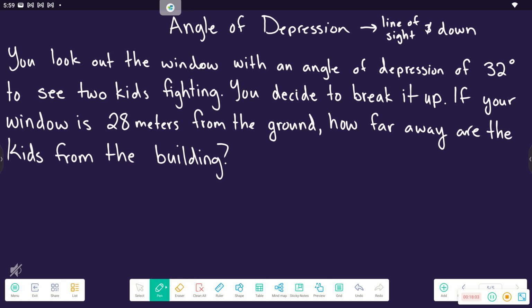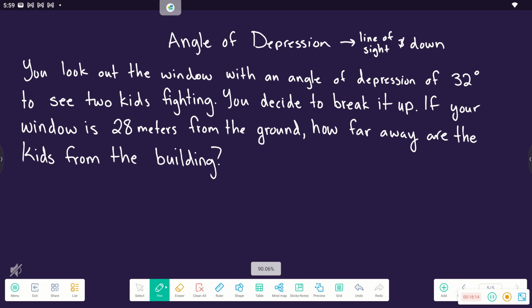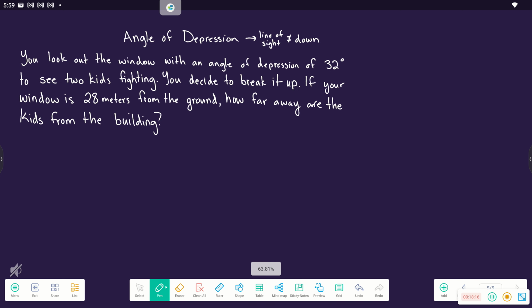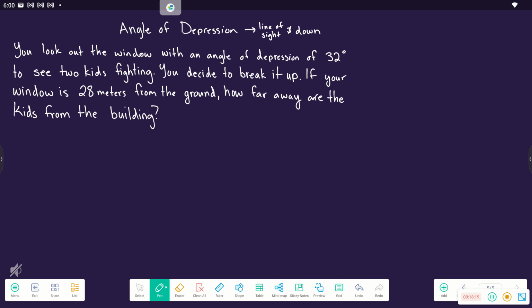Okay, you look out the window with an angle of depression of 32 degrees to see two kids fighting. You decide to break it up. Very good of you. If your window is 28 meters from the ground, how far away are the kids from that building? So once again, we're going to draw our picture.